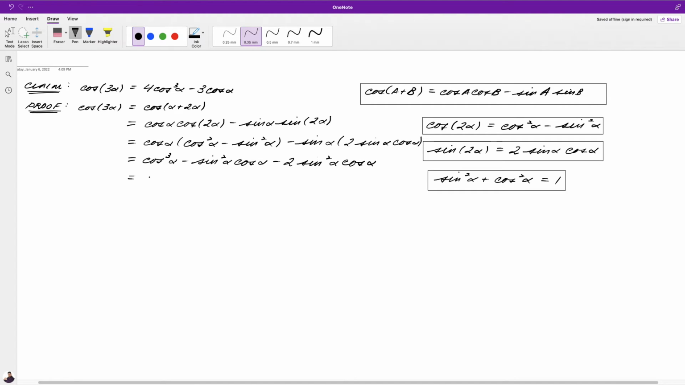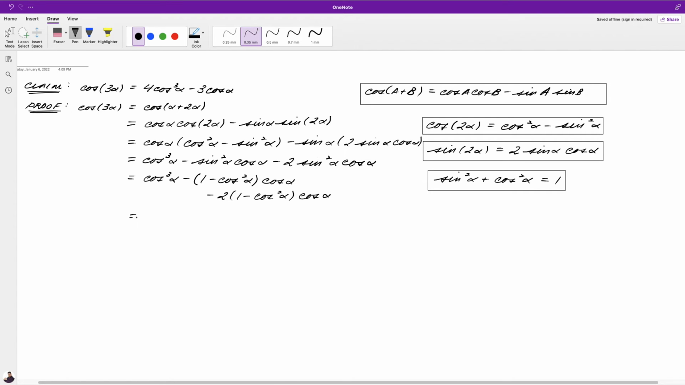Okay, good. So we've got cosine cubed alpha minus, well, sine squared alpha is 1 minus cosine squared alpha. So let's get that in there, times cosine alpha, of course, minus 2, and then again, sine squared alpha is 1 minus cosine squared alpha, and then of course cosine alpha there. And that looks good. Just quickly checking over that, making sure we don't have any careless errors.